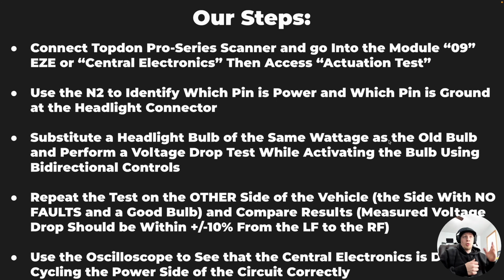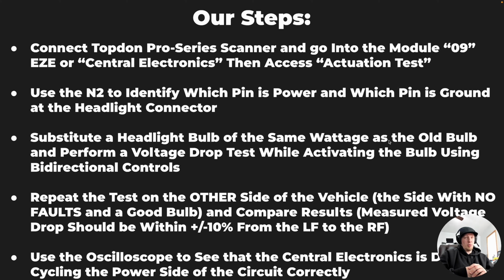I'm going to connect our Pro Series Topdon Phoenix Max, and we're going to go into the address word 09 for central electronics, and that's where we're going to go and find actuation tests or bidirectional controls. That's how we're going to turn on and off the circuit to determine if there's a problem with the circuit itself. We're going to use the Curion N2 neuron to identify which pin is which pin down at the headlight connector, because they're not labeled.